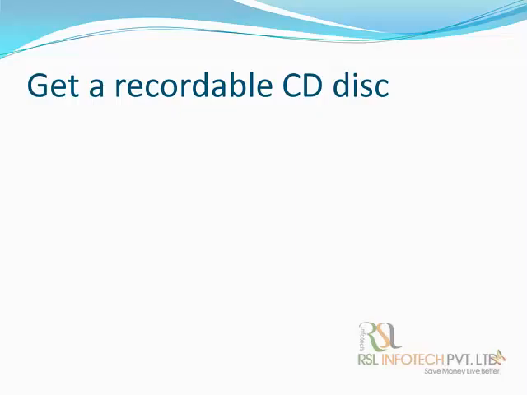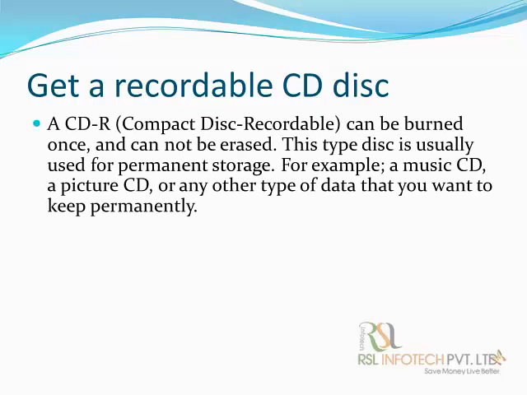Get a recordable CD disc. A CDR, compact disc recordable, can be burned once and cannot be erased. This type of disc is usually used for permanent storage. For example, a music CD, a picture CD, or any other type of data that you want to keep permanently.